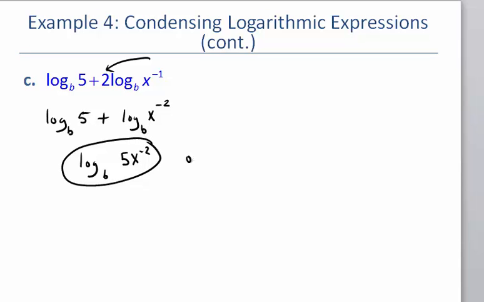That's a correct answer. You also could write it log base b of 5 over x squared if you would prefer not to have the negative exponent. Either way is appropriate there.